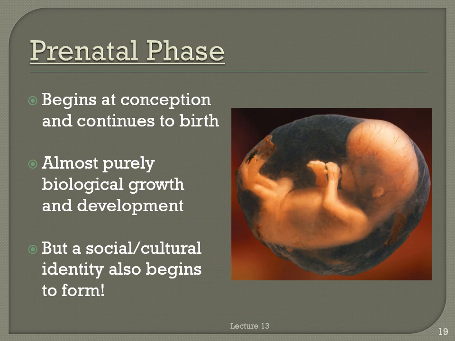The prenatal period of the life cycle begins at conception and continues to birth. In this phase, the individual's own development is almost purely biological. There is a bit of cultural identity being formed. Parents pick out names for their children and friends throw baby showers so that the child is born already owning toys.